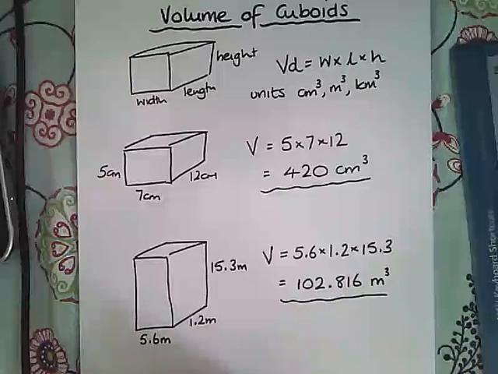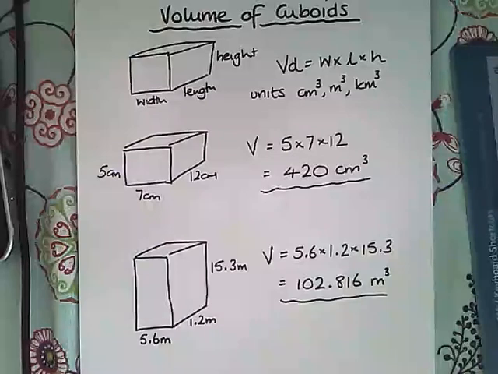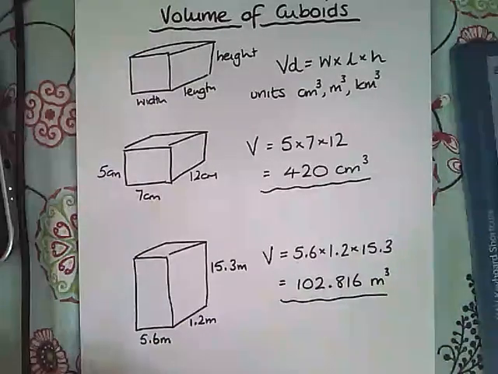Now there's another sort of problem that you might be asked to do if you are looking at problems to do with the volume of cuboids, and that is work out a missing dimension. So either you might be missing the width or the length or the height. You're given the volume and then you have to work backwards. So I'm going to do an example of that.